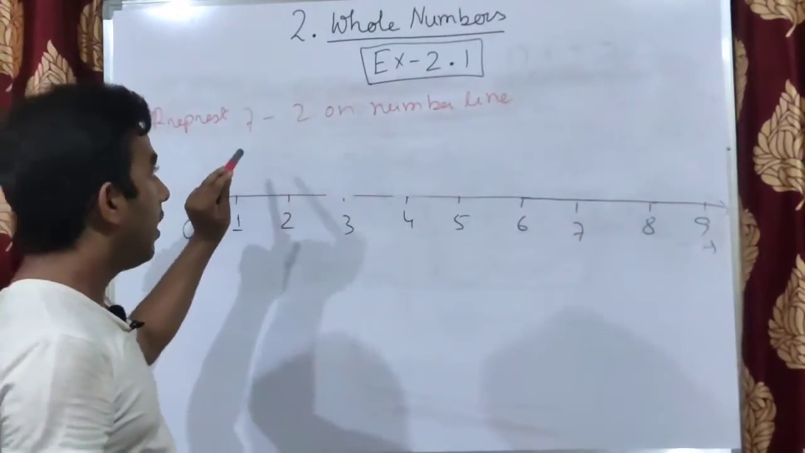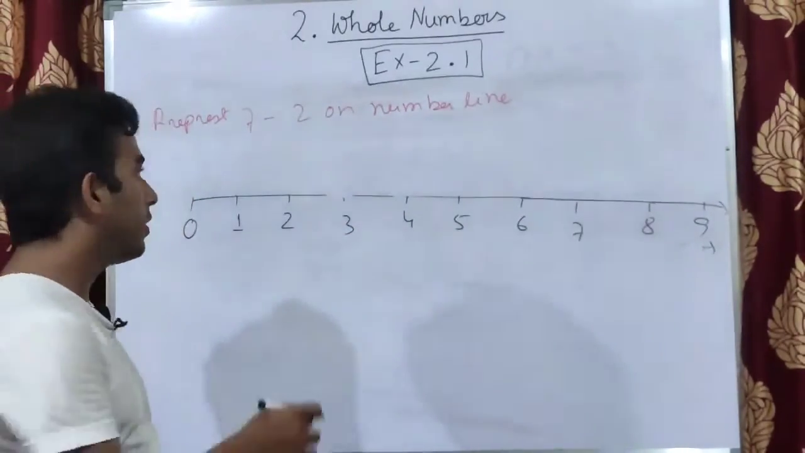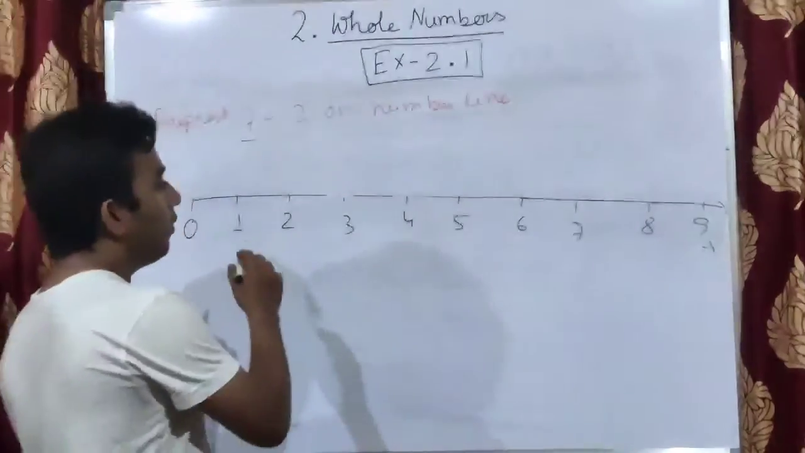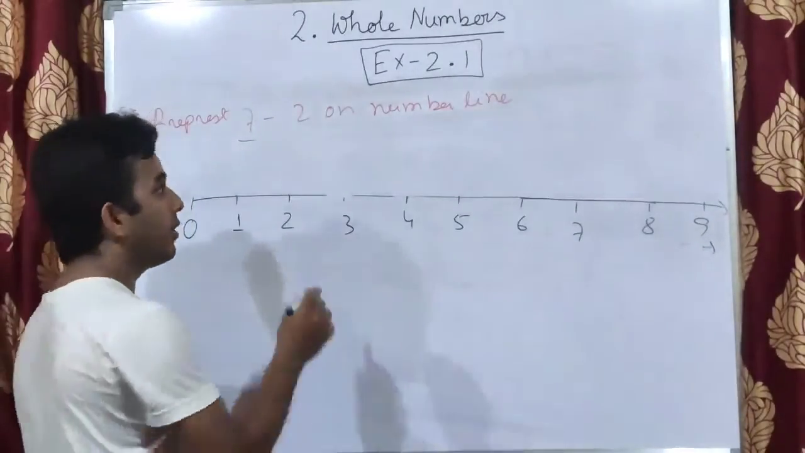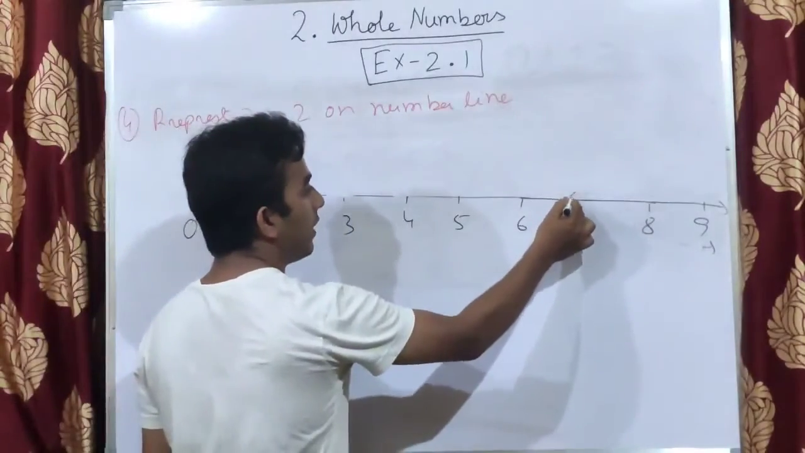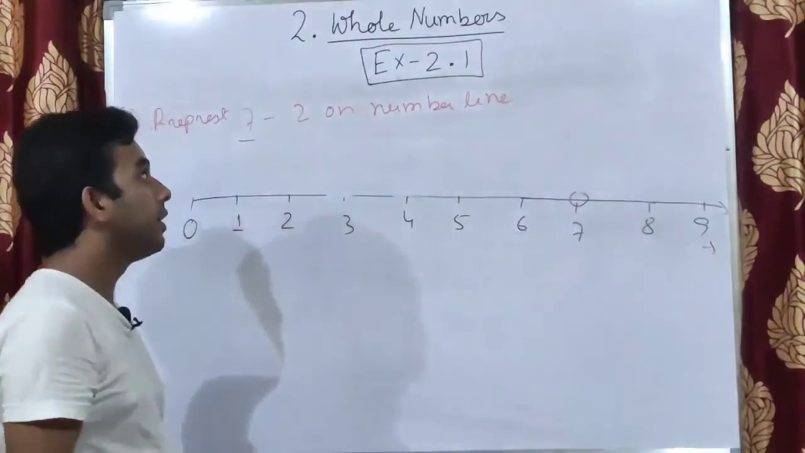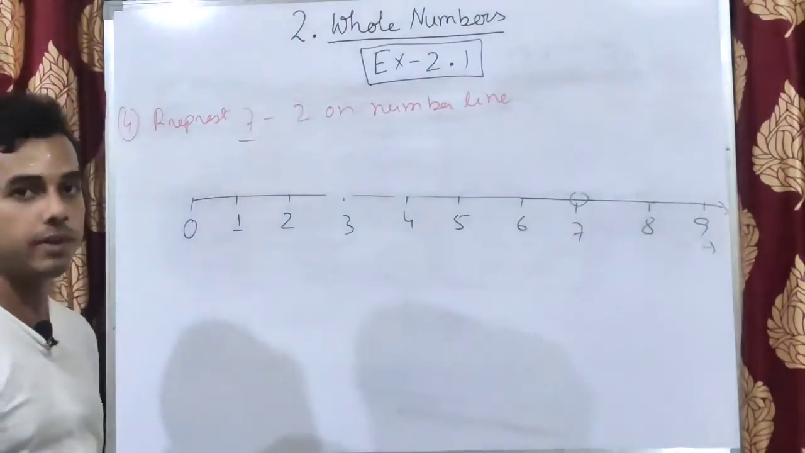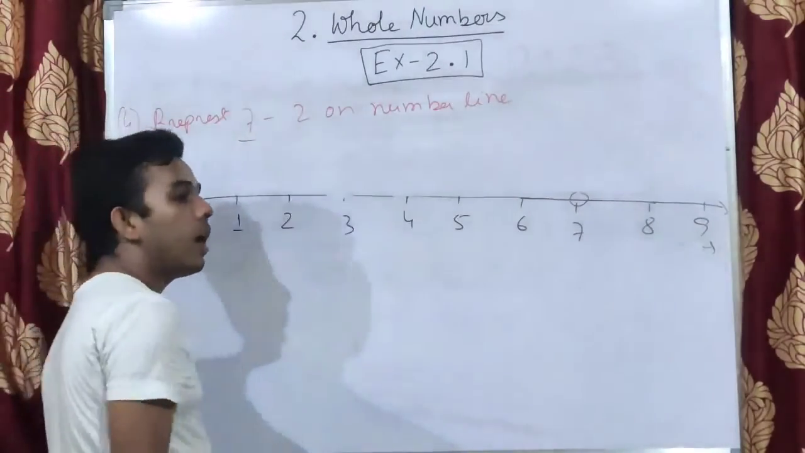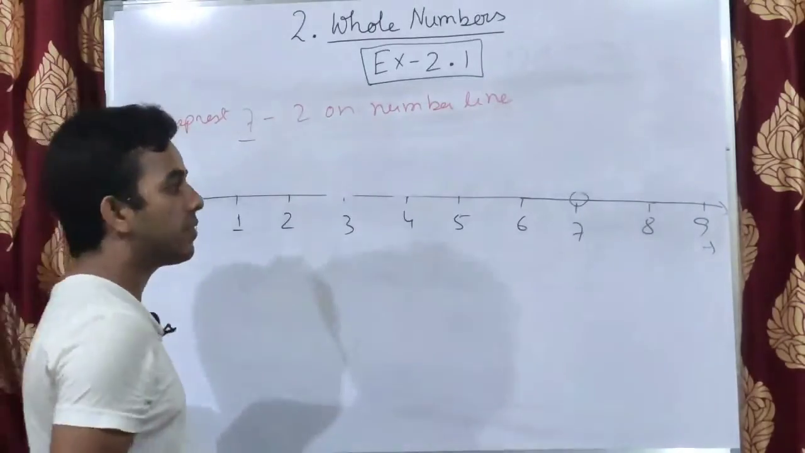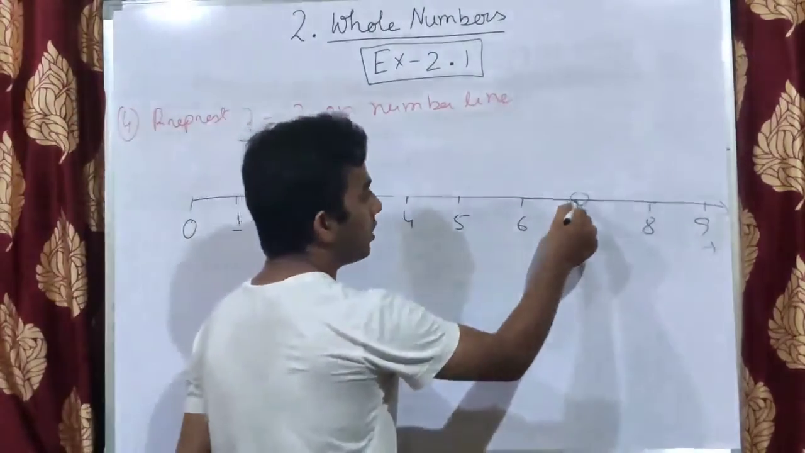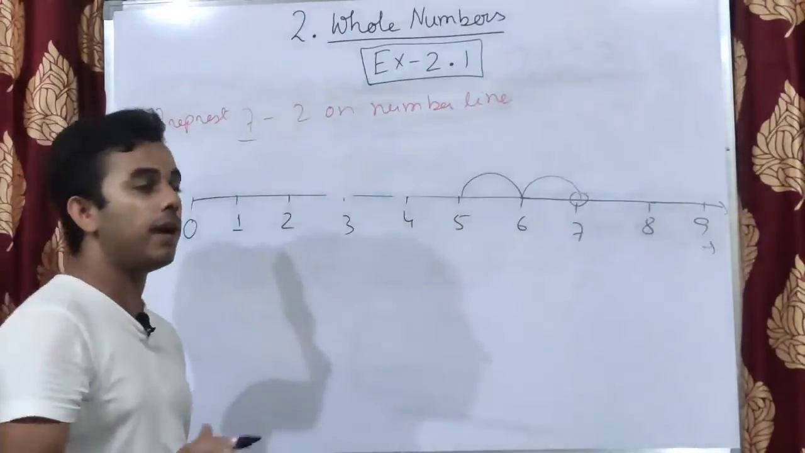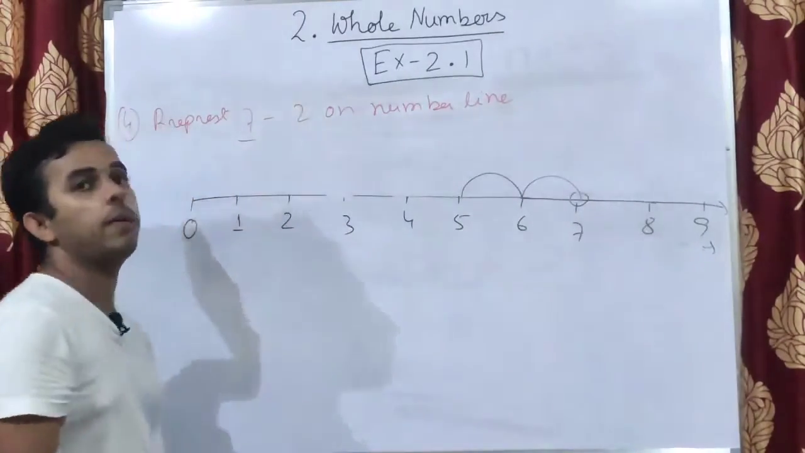For subtraction and addition, the first number represents what? We will first find out this number on the number line. So here we find 7. This is 7. Then the minus sign represents that we will move towards the left side of 7. Then this 2 represents how many jumps we will take towards the left side. So we will take 2 jumps, 1 jump, 2 jumps, and 7 minus 2 is 5. So our answer is also 5.